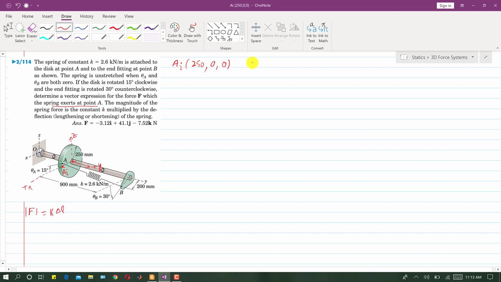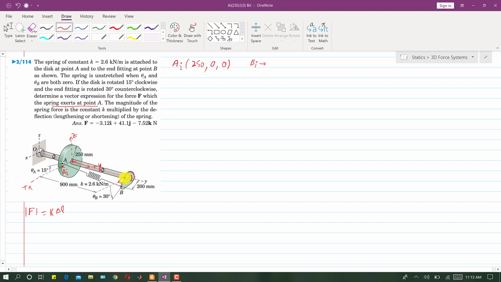Similarly, to find the initial coordinates of point B, what will be their coordinates? This point B will be somewhere here if this is the initial position, and this cam will be like this. Let me draw it. So it would be like this. This will be the original, initial position of B.